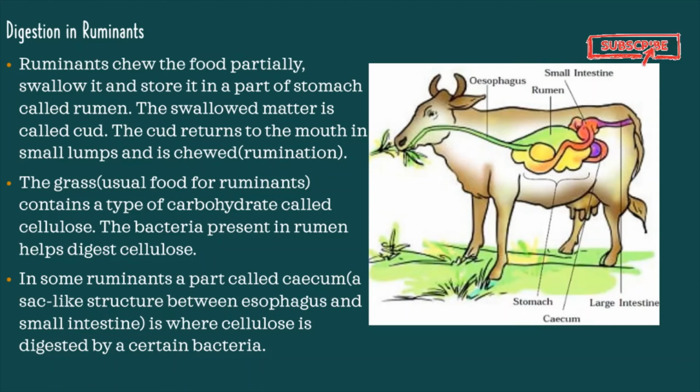The partially chewed food is transported from the esophagus to the part of the stomach called the rumen. It is also part of the stomach, guys. It's a very important thing.